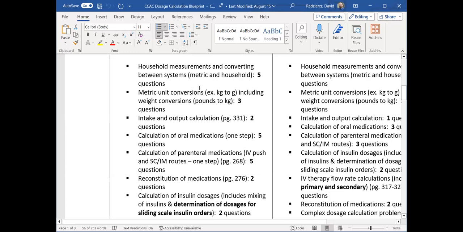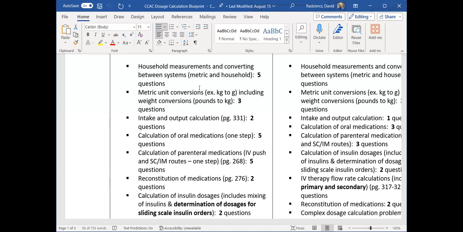What that means is you need to know how to go from cups to milliliters, ounces to milliliters, teaspoons and tablespoons to milliliters, and vice versa. The reason being is because sometimes you are going to do that kind of conversion when you're doing some of these things. So they call them household or imperial measurements.